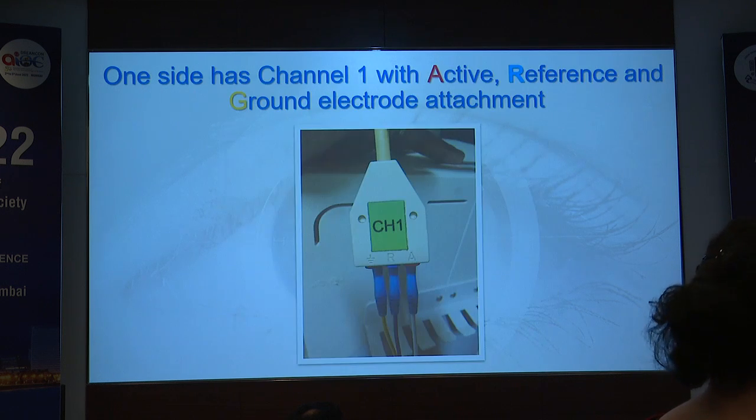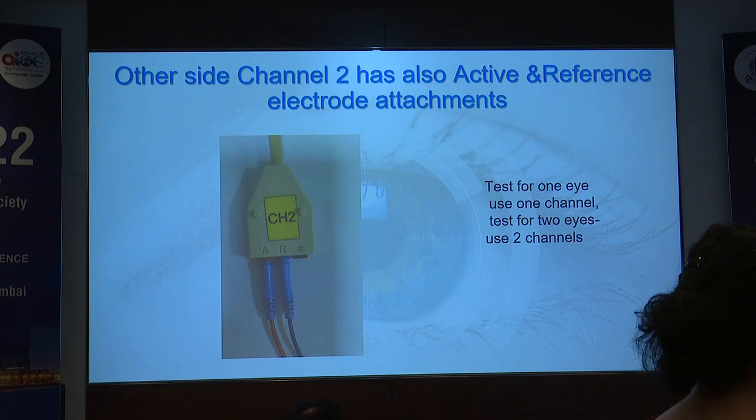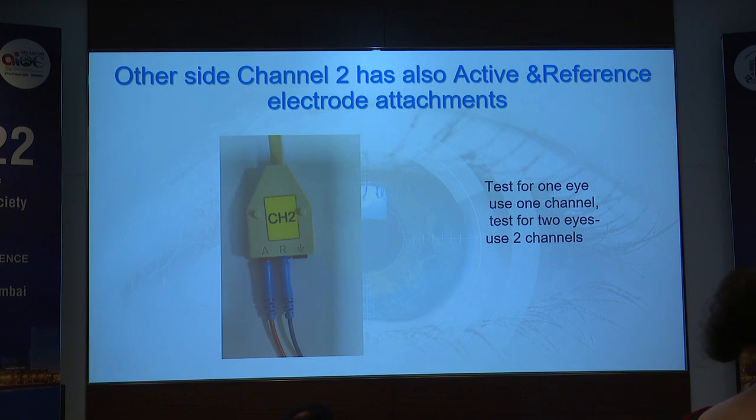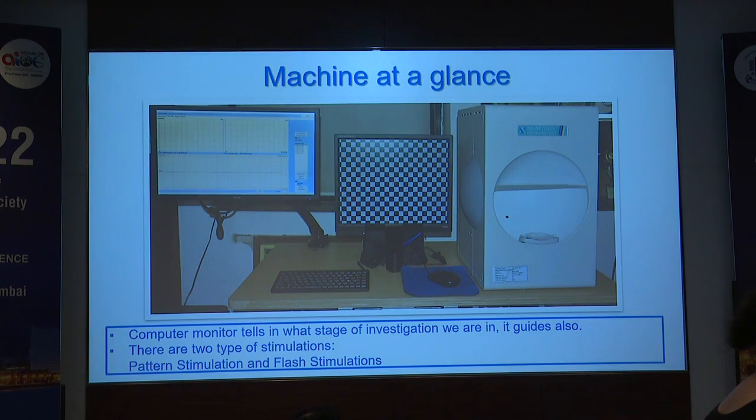Now, coming to the amplifier, we have two types of amplifier. One is a one-channel amplifier, which has an active, reference and ground electrode attachment. And the second is a two-channel amplifier, which has active and reference electrode attachments. A test for one eye is usually done using one channel, while tests for two eyes use two channels. Then the machine usually consists of three parts.